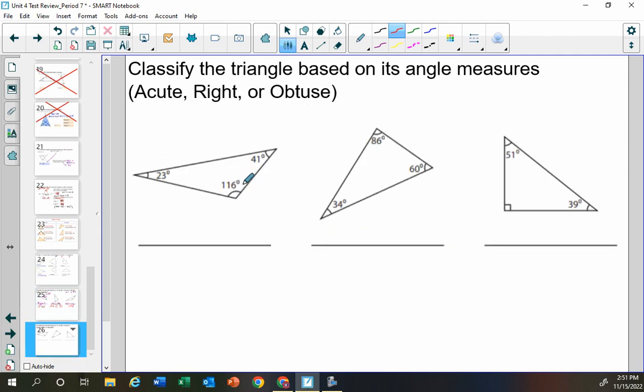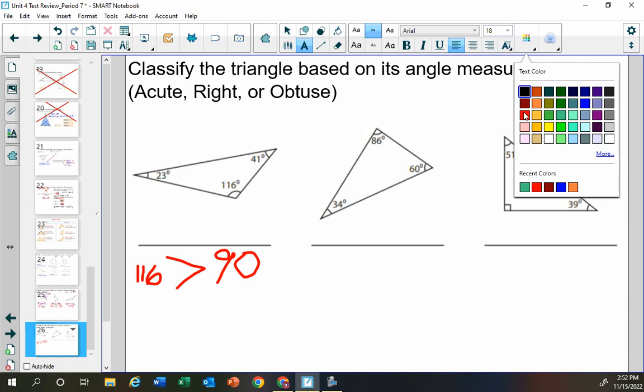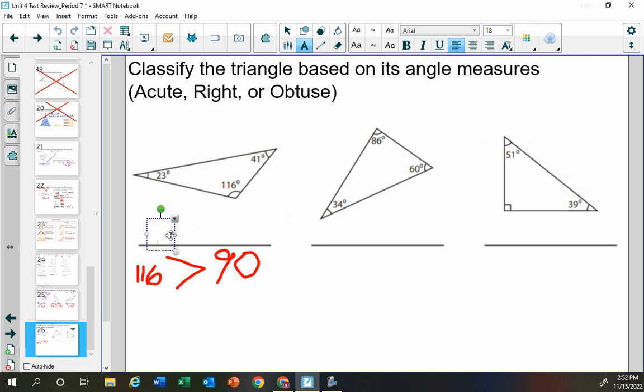This one. Do I see any angle greater than 90? Okay, so we have an angle that's greater than 90. So which name are we using? Obtuse. This first one's going to be obtuse over here. That one's obtuse. This 116 is greater than 90.